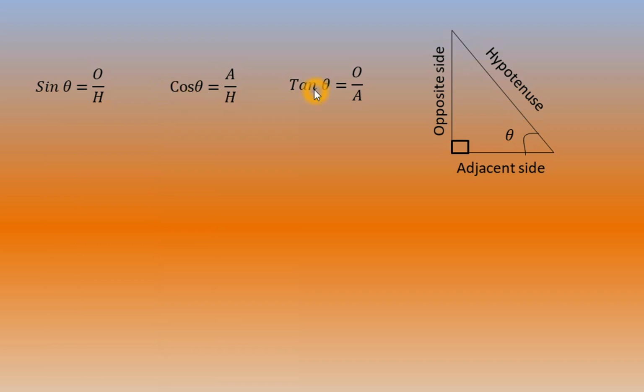Tan theta. Okay, then tan theta is defined as opposite side divided by adjacent side. That is, sin theta is opposite side by hypotenuse, cos theta is adjacent side by hypotenuse, tan theta is opposite side by adjacent side. In sin and cos, in both cases the denominator is hypotenuse. In the sin case the numerator is opposite side, in the cos case the numerator is adjacent side. Then tan means take these two numerators, opposite side and adjacent side, opposite side by adjacent side.